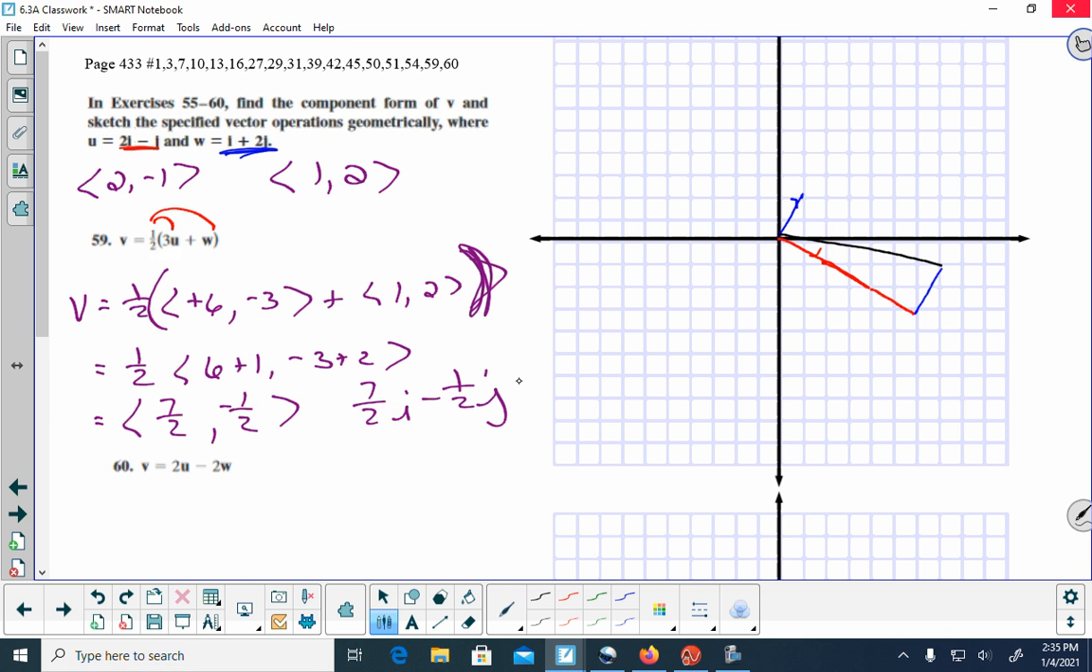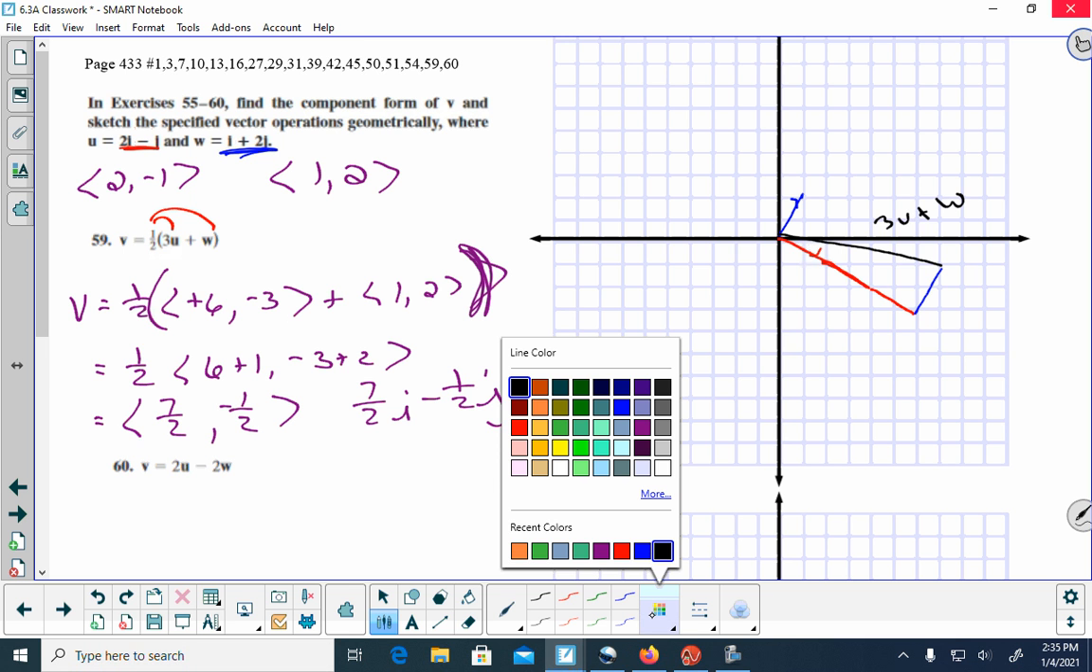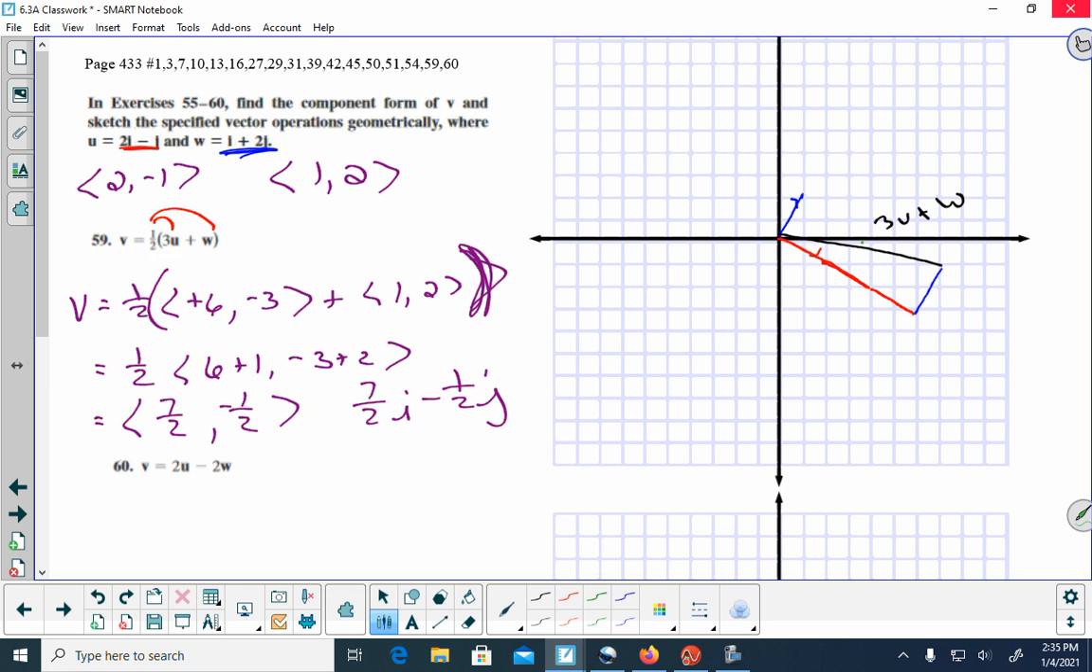So this black line is 3U plus W, and then the half means I'm going to take half of this. I'm going to end up with about there. About half of it, which does sort of look like 7 halves and 1 half. So that's the visual drawing. And that's kind of hard. You don't have a smart board, but that's kind of what they want to do. Again, that's one way of doing it.